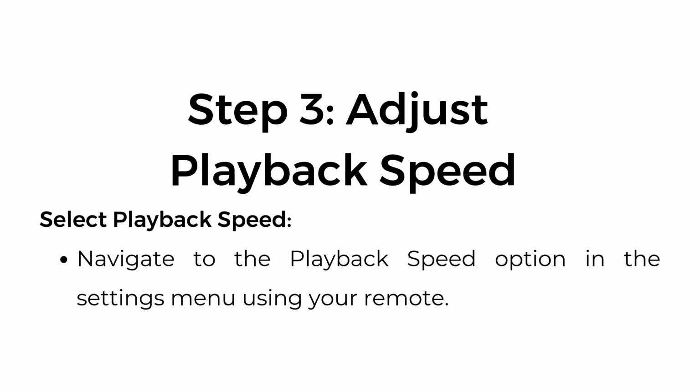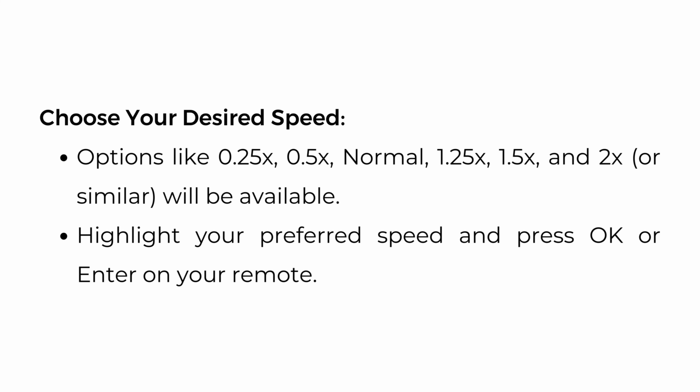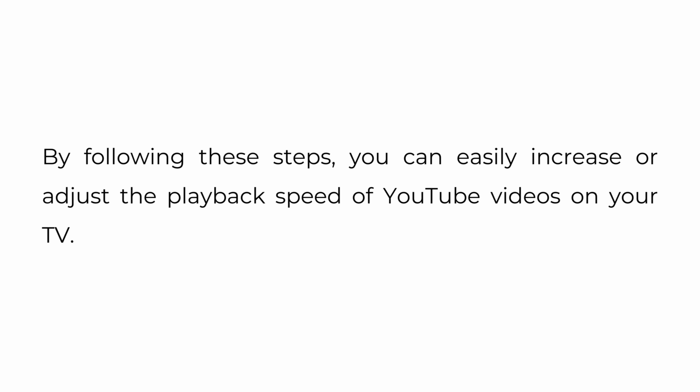Step 3. Adjust playback speed. Select playback speed. Navigate to the playback speed option in the settings menu using your remote. Choose your desired speed. Options like 0.25x, 0.5x, normal, 1.25x, 1.5x, and 2x or similar will be available. Highlight your preferred speed and press OK or Enter on your remote. By following these steps, you can easily increase or adjust the playback speed of YouTube videos on your TV.